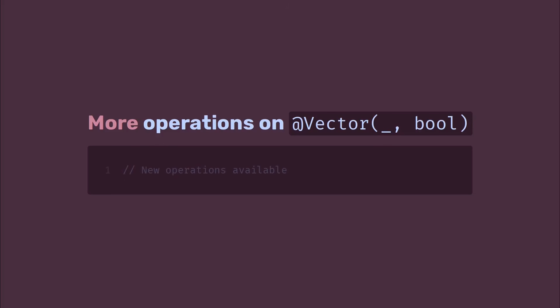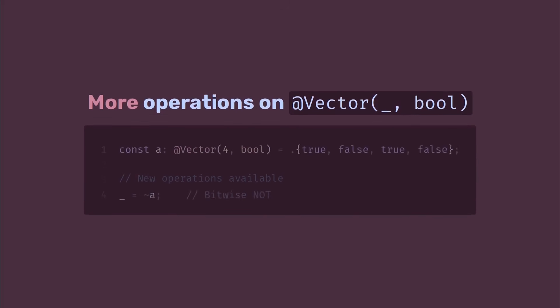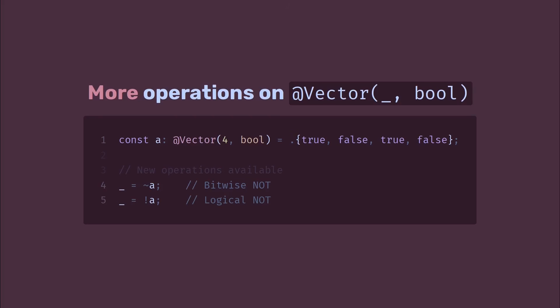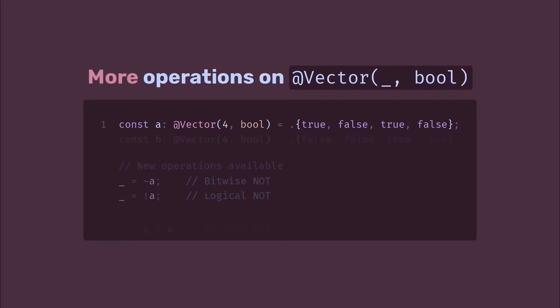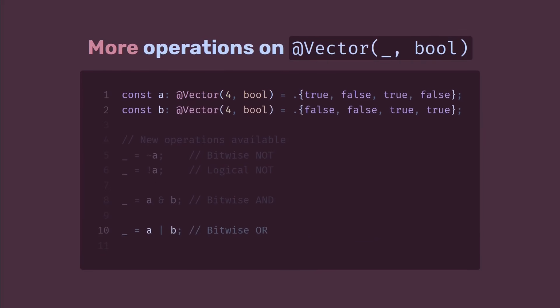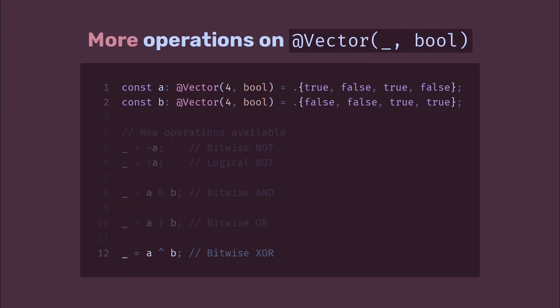Bool vectors. A little change for vectors of booleans. We can now do bytewise, or more precisely vectorwise operations on them. Not, both bitwise and boolean, behave the same way, and, or, and XOR.